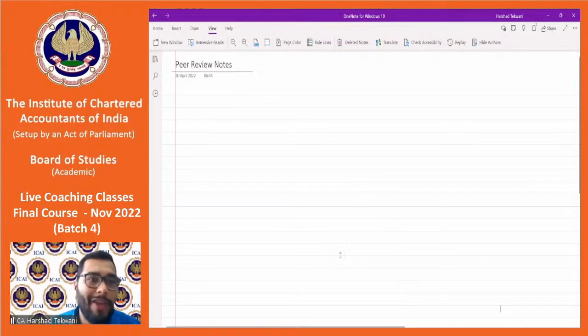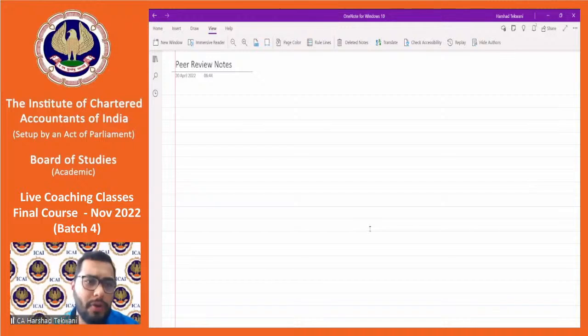So today what we are going to do is we are going to discuss the topic of peer review and quality review. Sorry, there was some issue with the voice. So we are going to discuss the topic of peer review and quality review. Today, first we'll take the peer review and then we'll shift to the quality review.